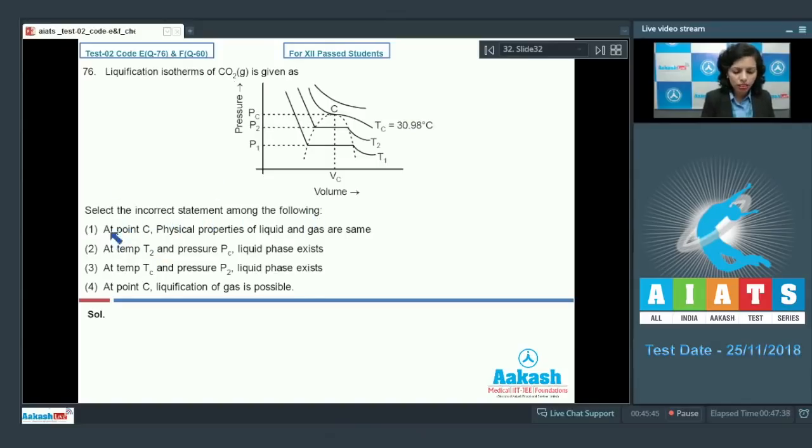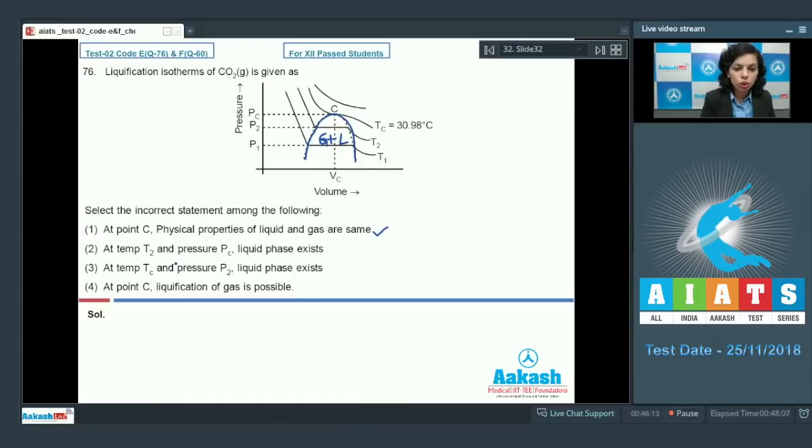Let's check the statements given here. At point C, physical properties of liquid and gas are same. If we talk about this curve, you should always know that below this curve, the gas and liquid phase coexist. And at point C, physical properties of liquid and gas are same. It is a correct statement.